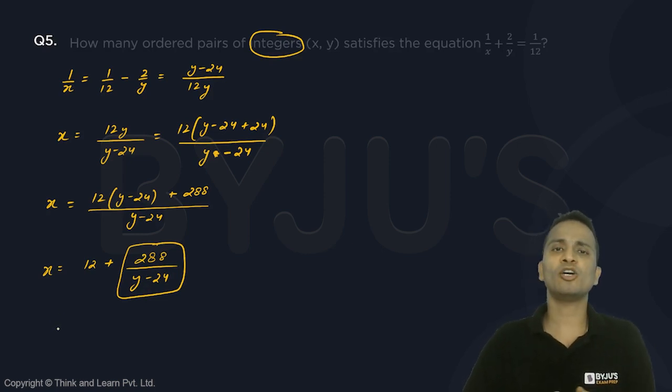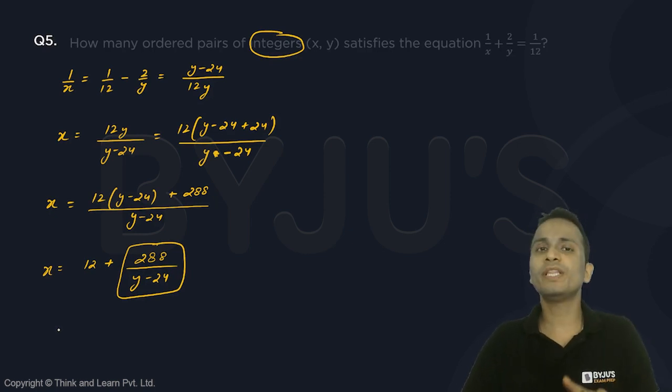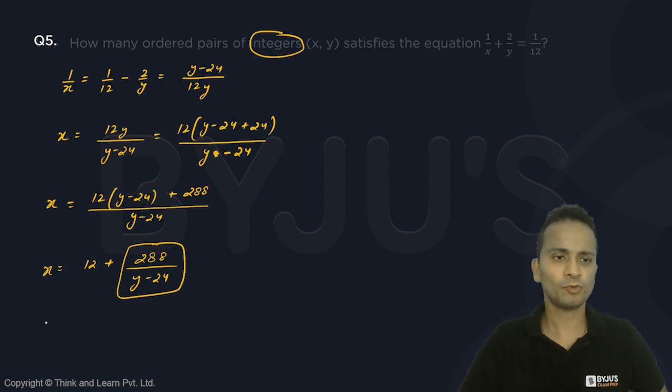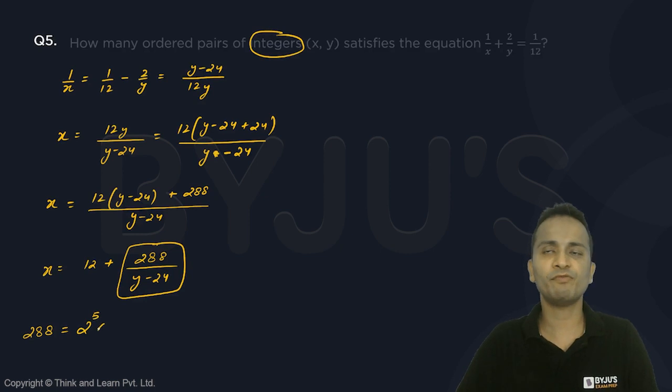Okay, so let's calculate the factors of 288. So first of all, I'll consider all the positive factors, and then I will consider the factors with negative sign as well, because the values of x and y can be negative also. Okay, so 288, if I factorize this number, it can be written as 2 raised to the power 5 multiplied by 3 squared. So the number of factors of 288 will be 6, that is 5 plus 1, multiplied by 3, that is 2 plus 1. Okay, so the number of factors is 18. Now all of them are the positive factors.